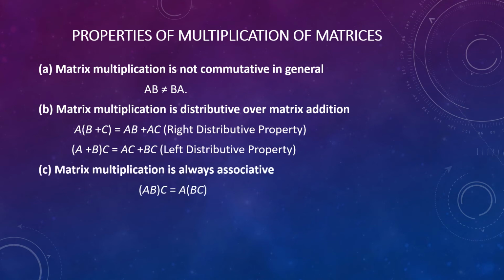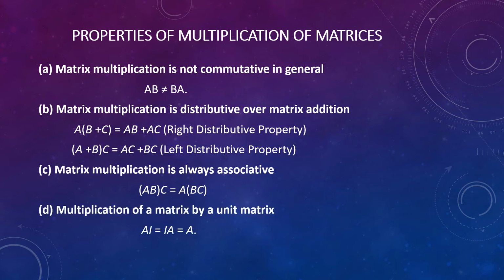Next one is matrix multiplication is always associative. Already we know associative means comparison of three numbers. Here, multiplication. So (AB) into C equals A into (BC). That is just a change in the brackets alone. Fourth one is multiplication of a matrix by a unit matrix. Here unit matrix is the identity matrix. So A into I equals I into A equals A only.